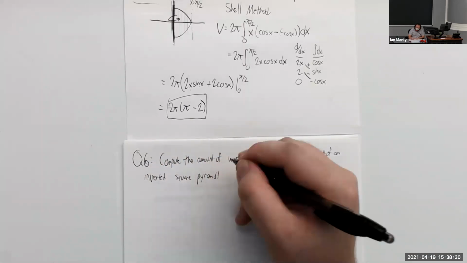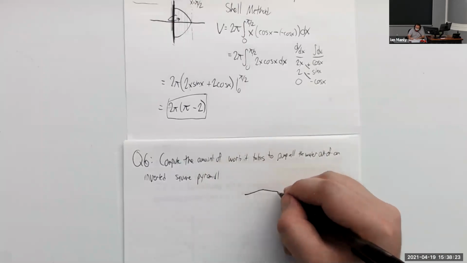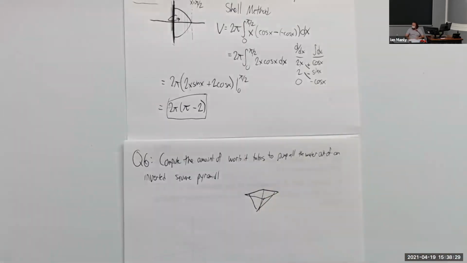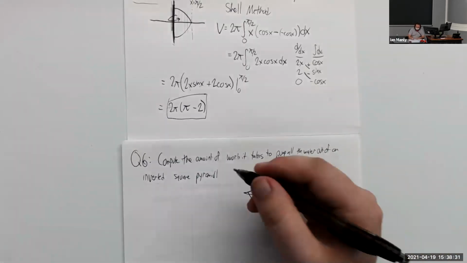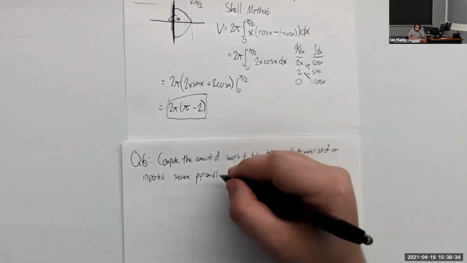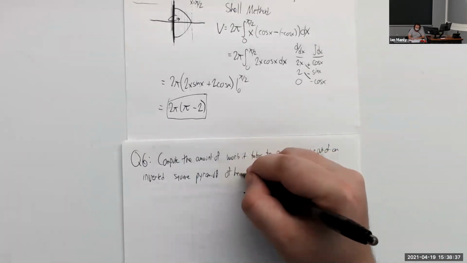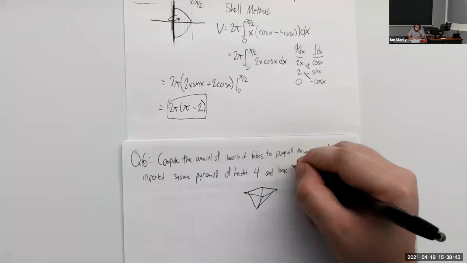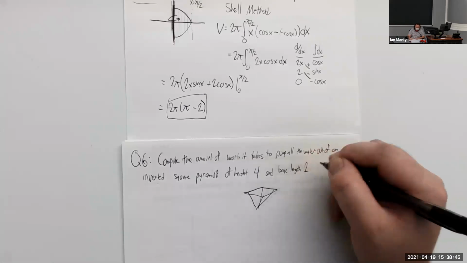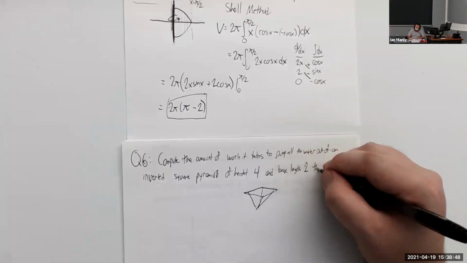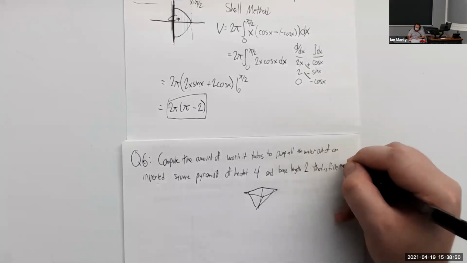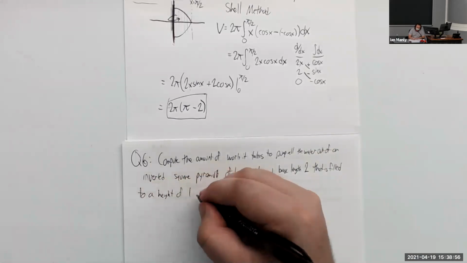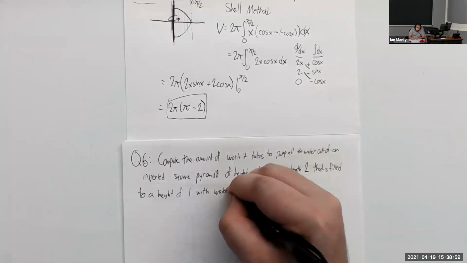So what do I mean by that? It's a pyramid, but it's going to be upside down, so it's going to be looking like that. Okay, so an inverted square pyramid. And what are the dimensions of this? Of height 4 and base length 2, that is filled to a height of 1 with water.